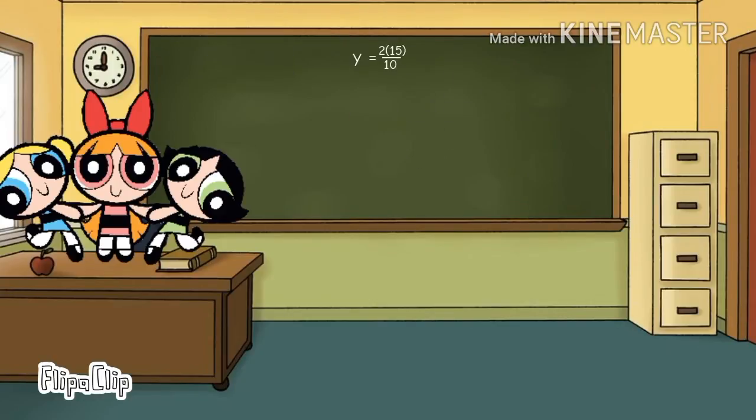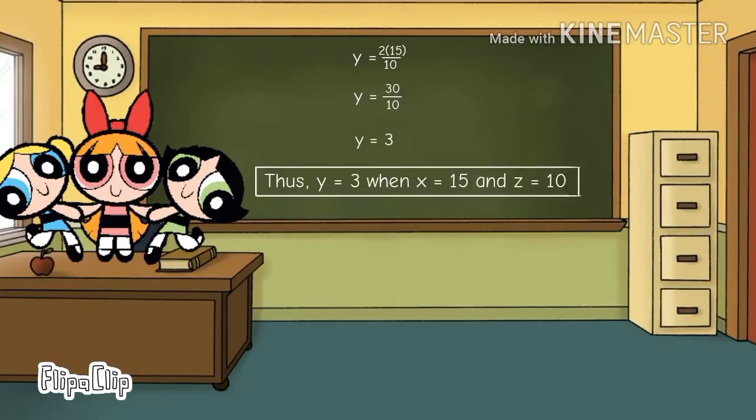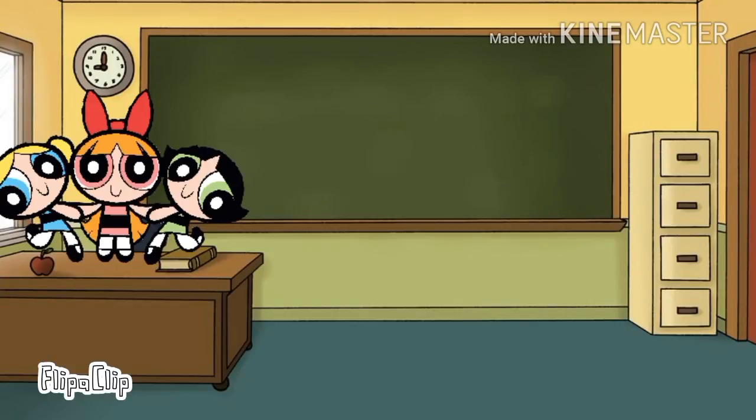Next, let's solve for y. y = 2 times 15/10. Then it will become y = 30/10. We got 30 because we multiplied 2 and 15. Then next is simplify 30/10. Then the answer will be y = 3. Thus, y is equal to 3 when x is equal to 15 and z is equal to 10.